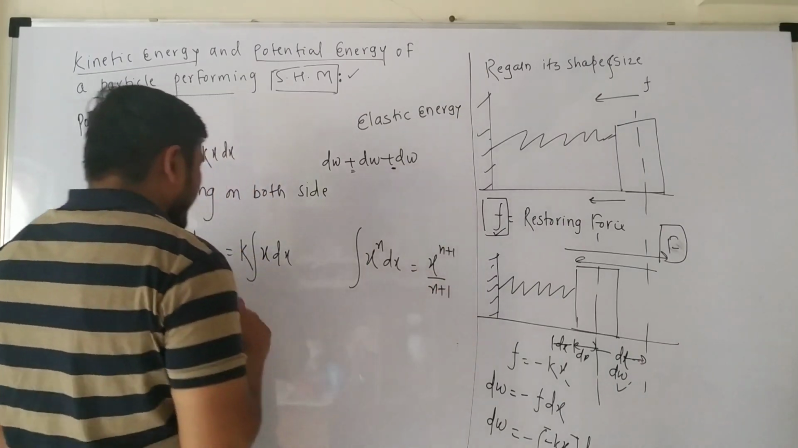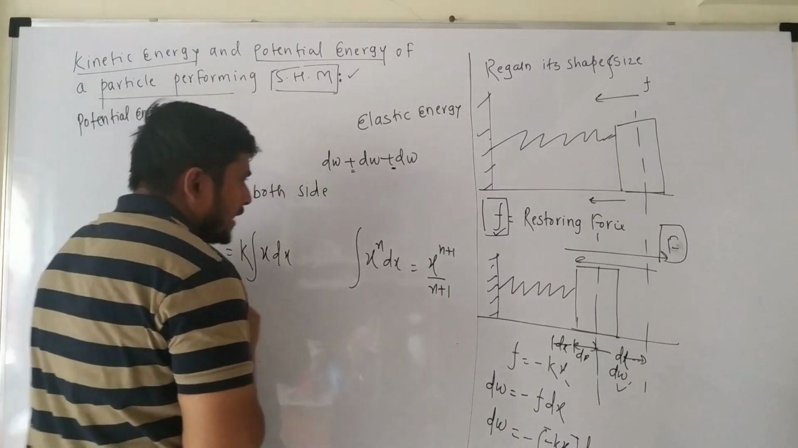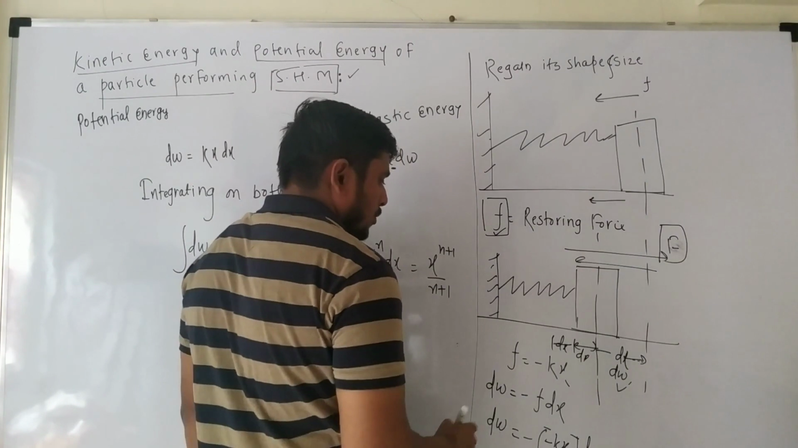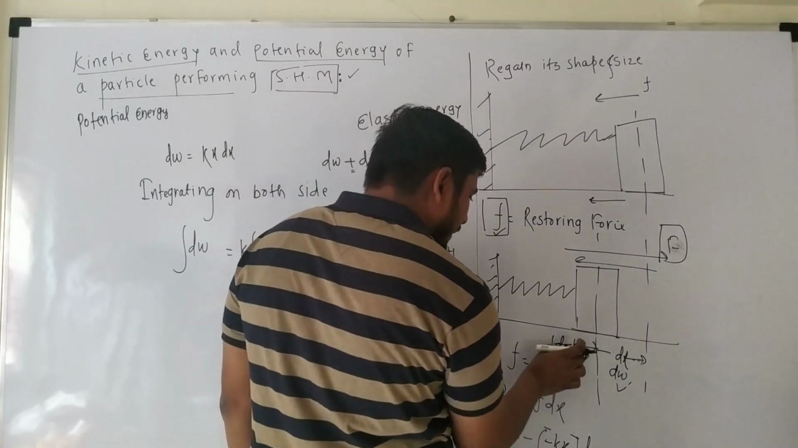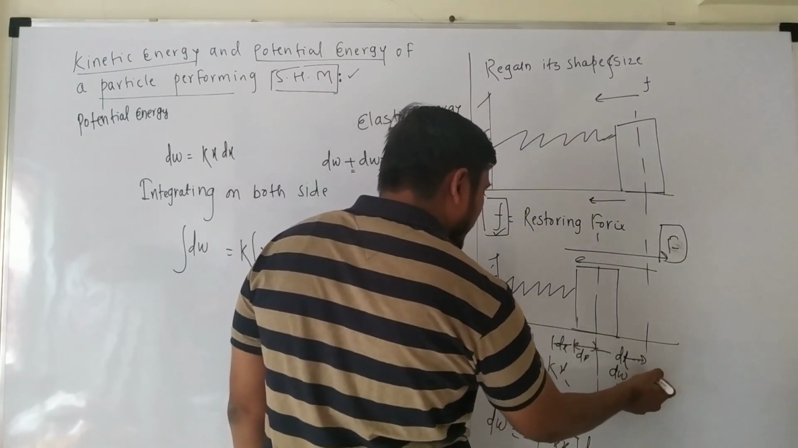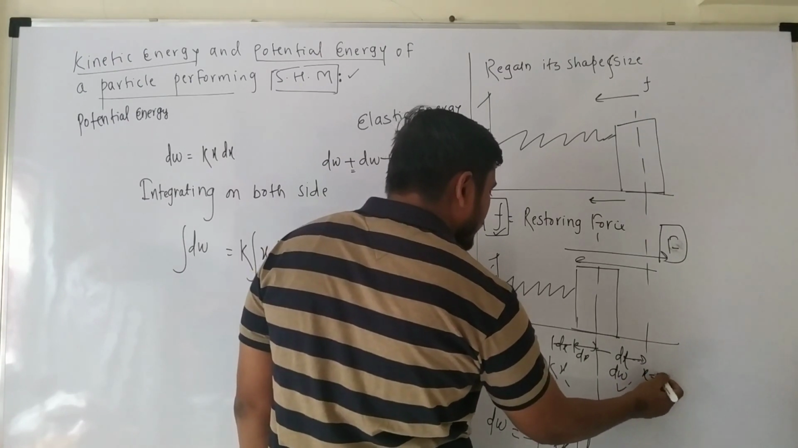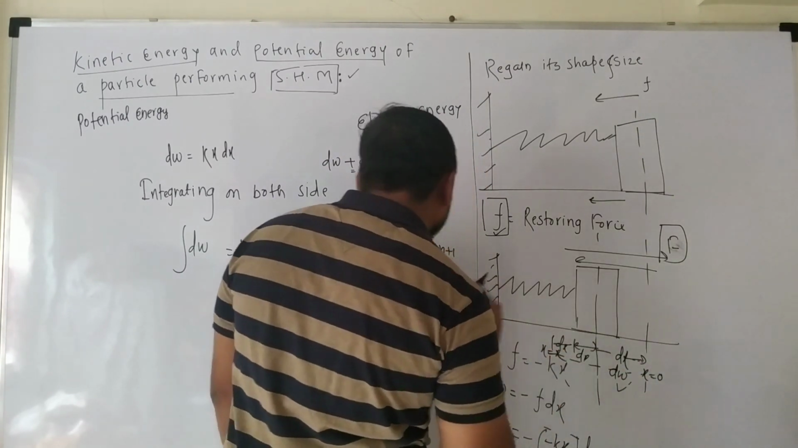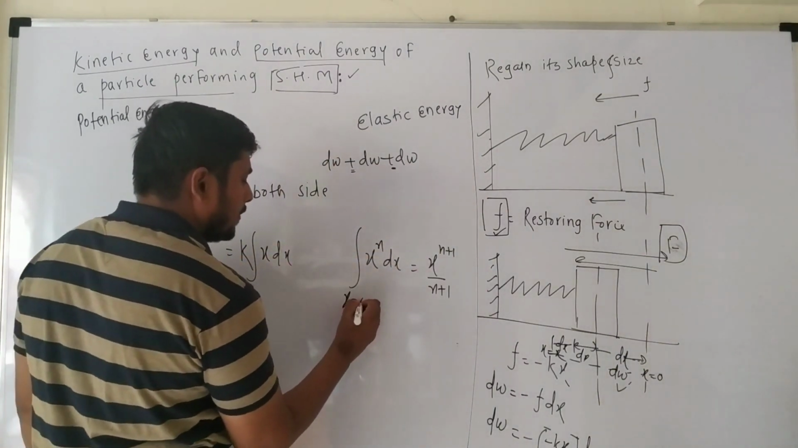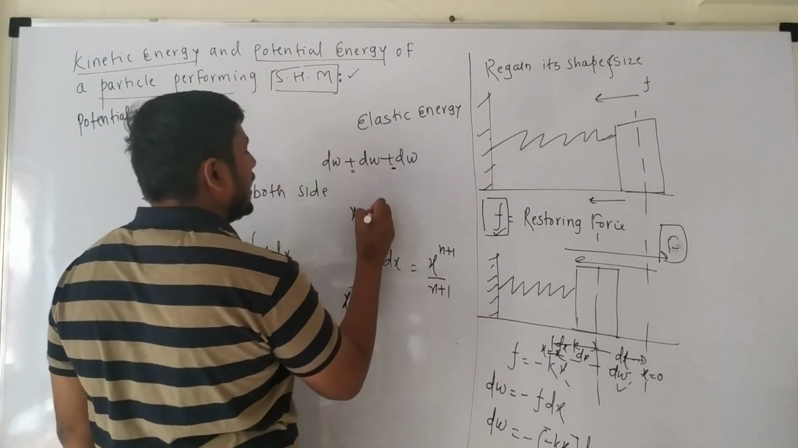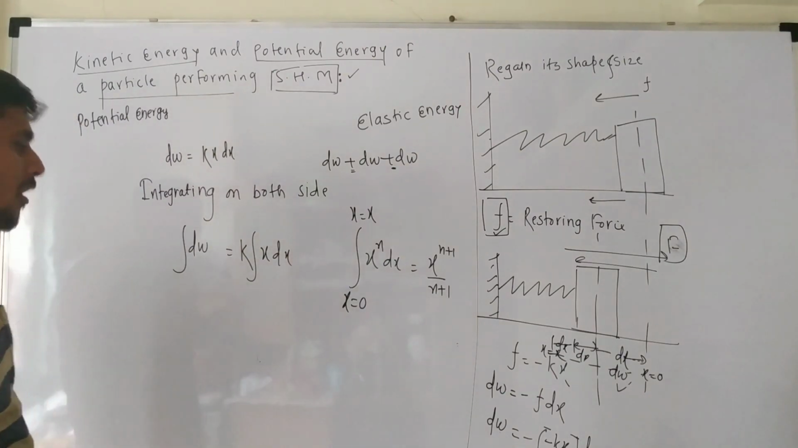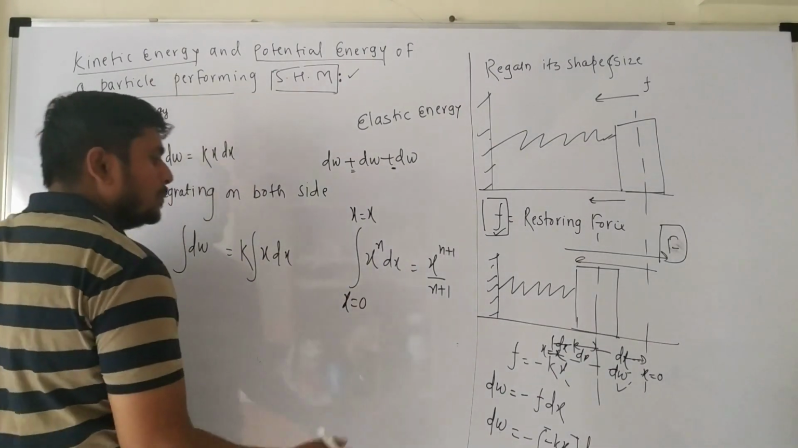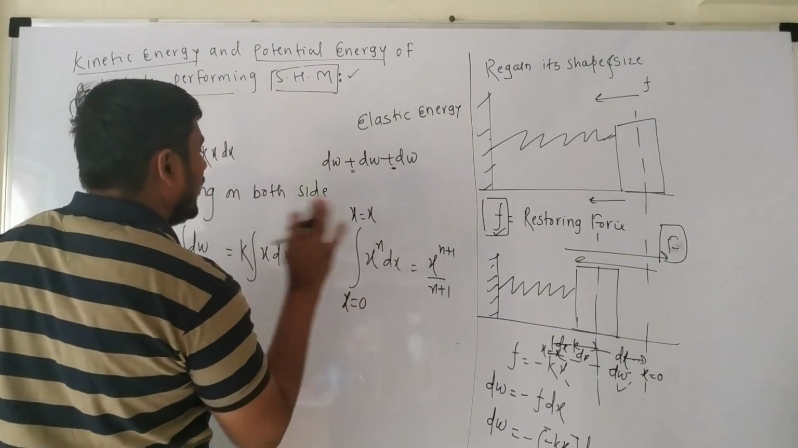Now x will change from where to where. So if I say dx, I am going to say that from x equal to 0 to x equal to x. This much displacement I'll take, meaning x will go from 0 to x. This much displacement is supposed to occur. Then I can put the limits of this particular integration over here.